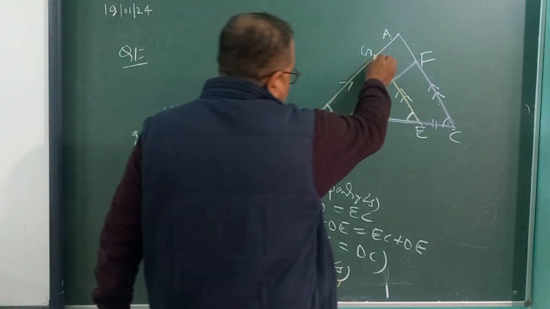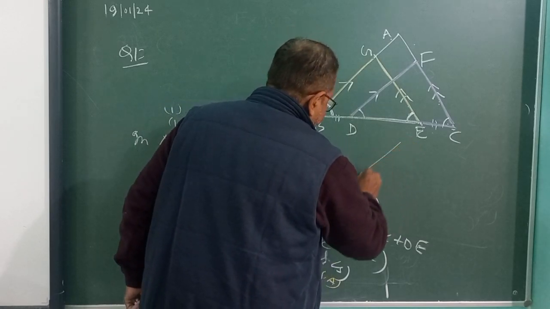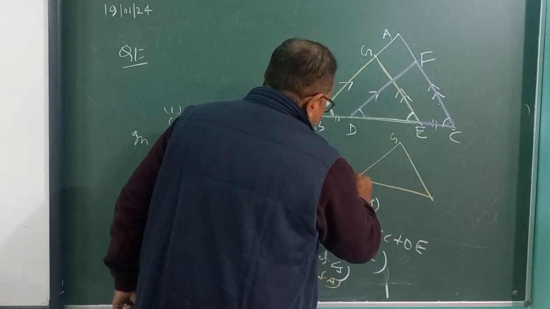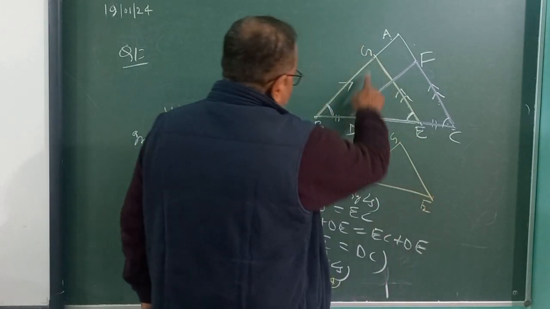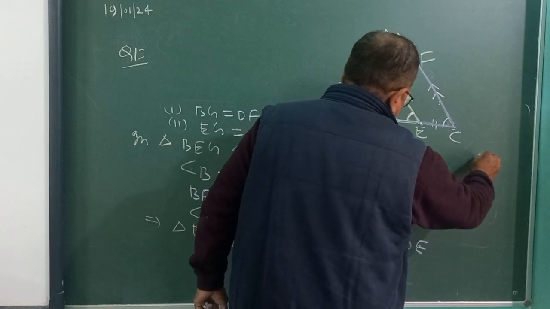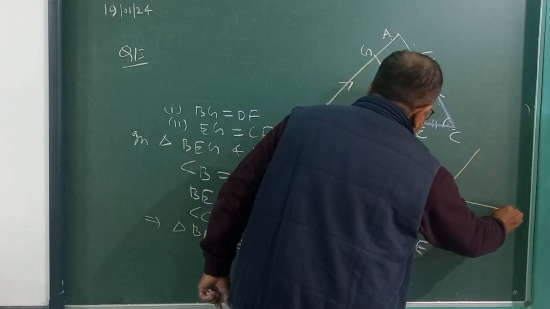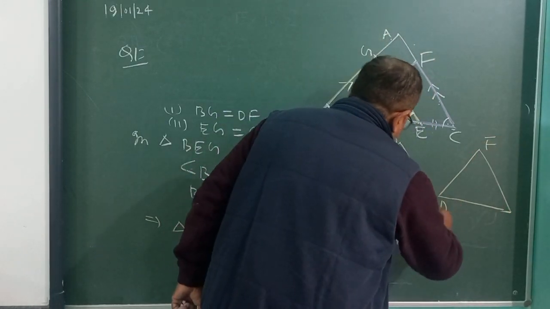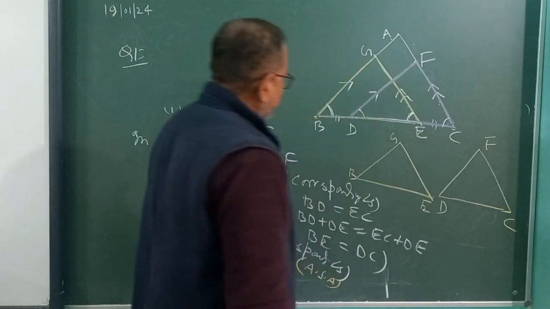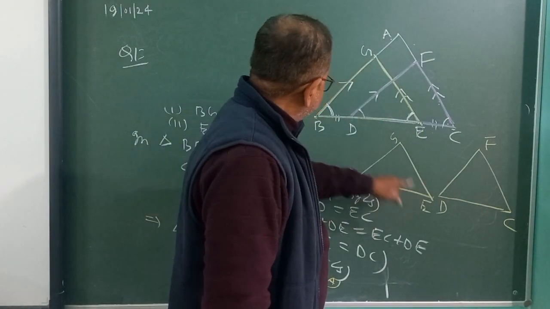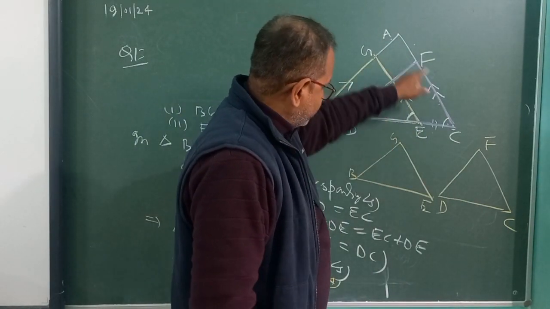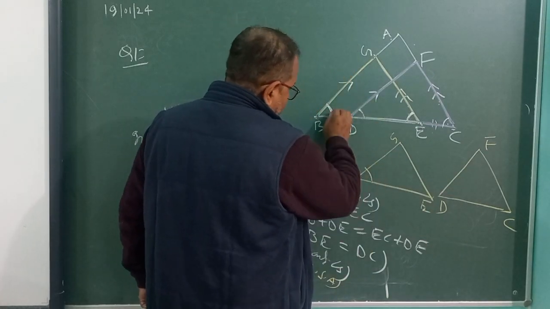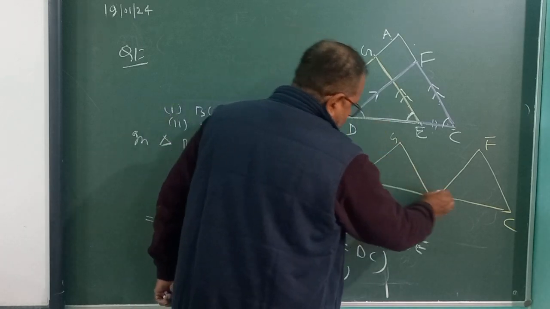If we separate this figure like this, then it will become more clear. GBE, and the next figure is FDC. So BGE and DFC. What is given? Angle B is equal to angle D.